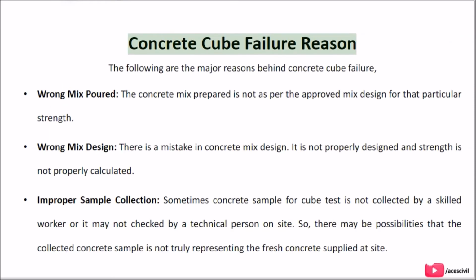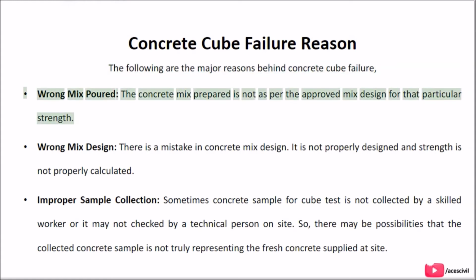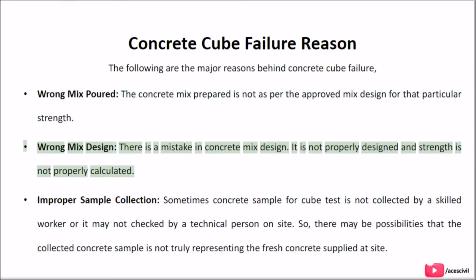Concrete cube failure reasons. The following are the major reasons behind concrete cube failure. Wrong mix poured: the concrete mix prepared is not as per the approved mix design for that particular strength. Wrong mix design: there is a mistake in the concrete mix design. It is not properly designed and the strength is not properly calculated.